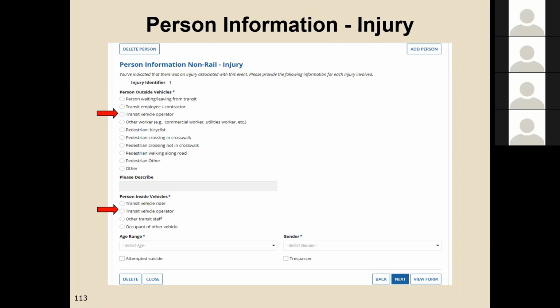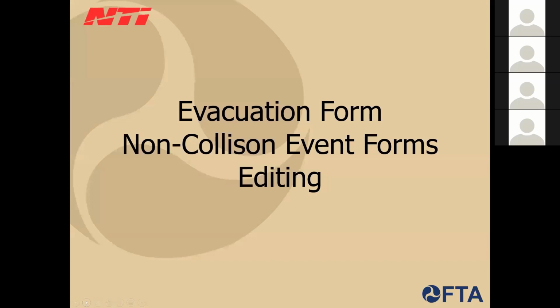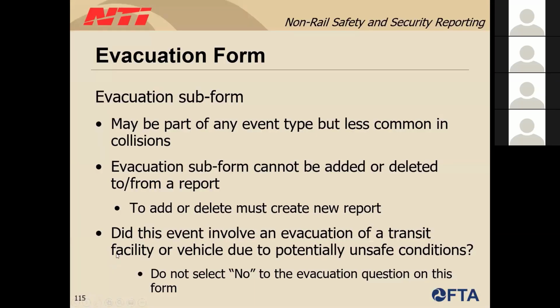Thanks, James. Now that we've concluded reporting collisions, let's take a look at reporting evacuations, non-collision events, and editing SNS 40 forms. Earlier, we discussed evacuations. Evacuations can be included in any event type, but are less common in collisions. If an evacuation is incorrectly included or excluded, you cannot add or delete it from a report. The existing report would need to be deleted and a new report entered with or without the evacuation.